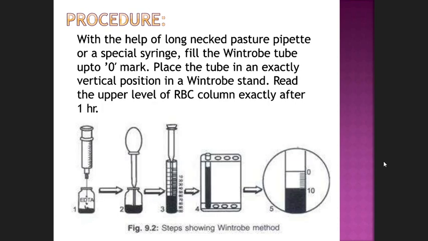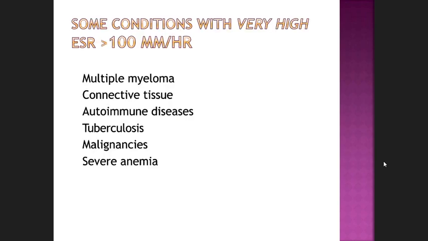For the Wintrobe procedure, with the help of a long narrow Pasteur pipette or a special syringe, the Wintrobe tube is filled up to the 0 mark, exactly the same as the Westergren method. We mix with the anticoagulant in a 1:5 ratio, and we place the tube exactly in the vertical position. Again, we start the timer, and after 1 hour we take the reading. So this is the process.